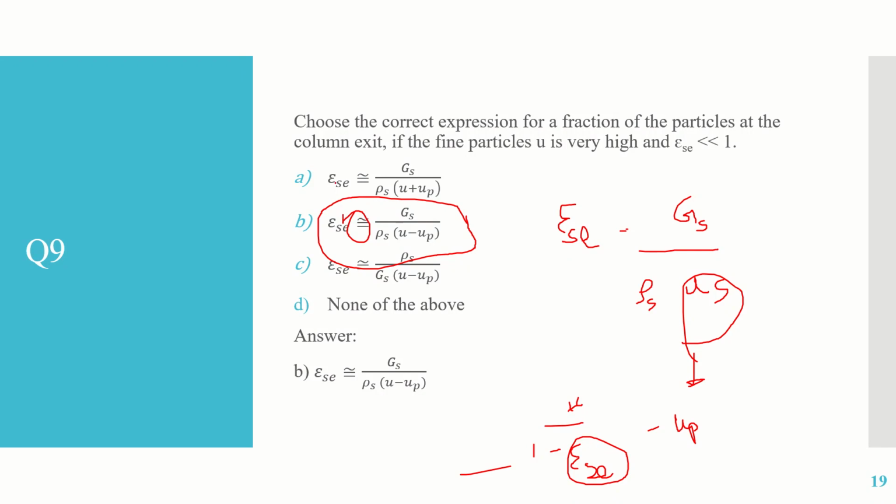So option B is the right answer, that is gs by rho s into u minus up. This option is given to confuse you, option B and option C, but you can use unit analysis to find the proper one. In simpler cases, if you are confused between two options, just use unit analysis or something similar. Just use your spontaneous thinking to find out the answer in case you forget the correct option.